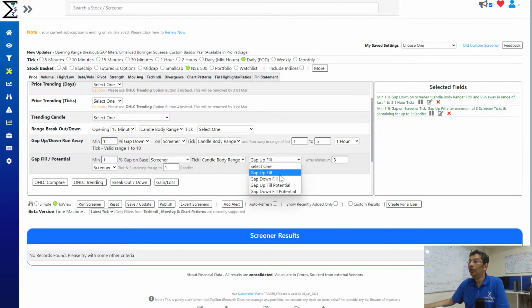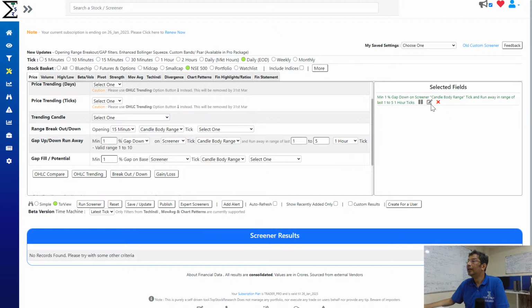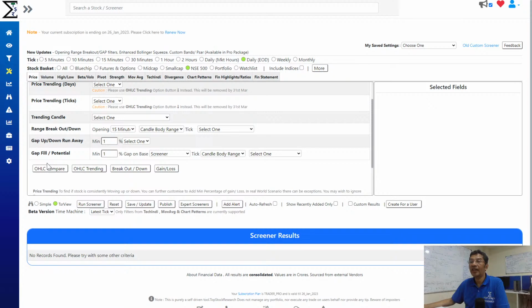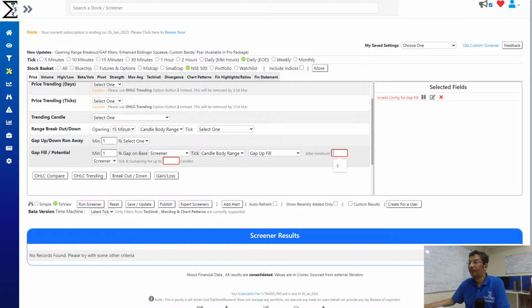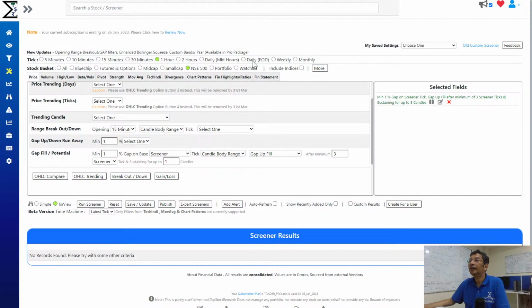Okay, gap down fill. Let's see if there's something. Let me reset everything and start from scratch. Gap fill, right? Gap up fill after a minimum candle of 3 ticks and sustaining up to 1. Okay, no stocks. 1 hour, no stocks. Okay, going back to the daily gap down fill.